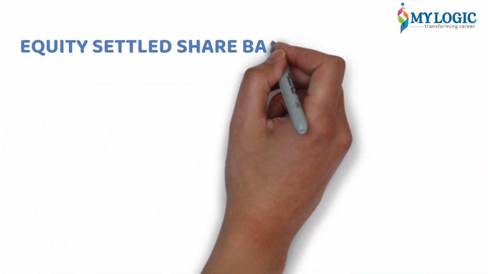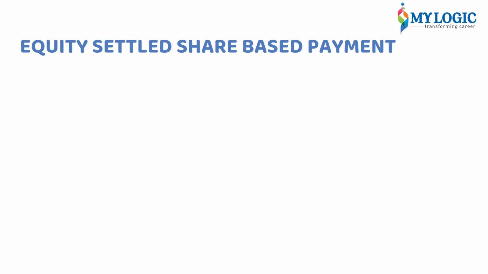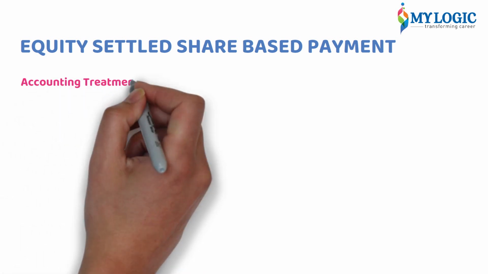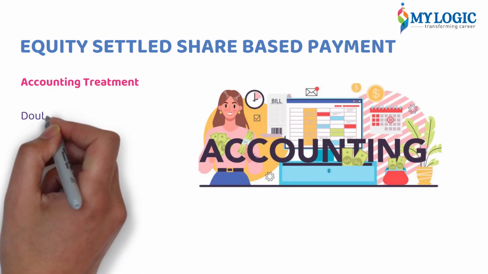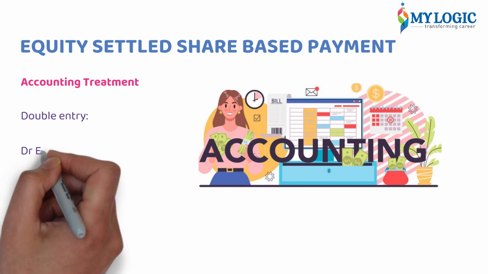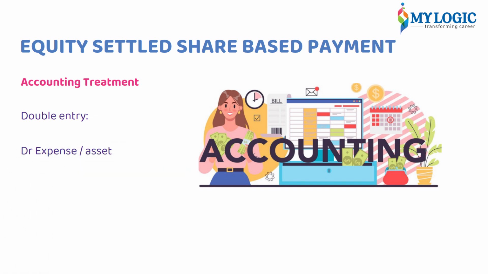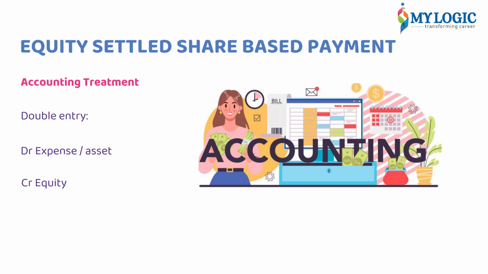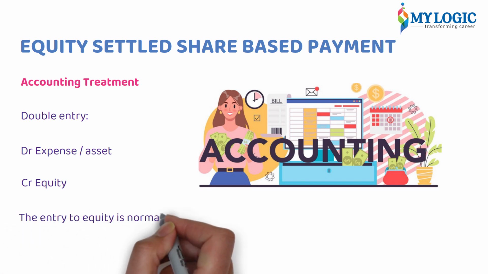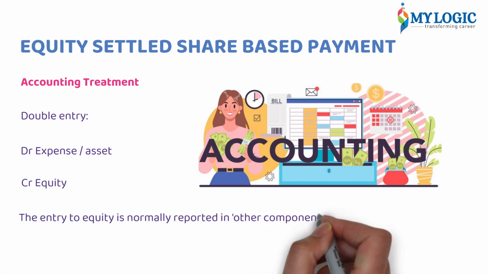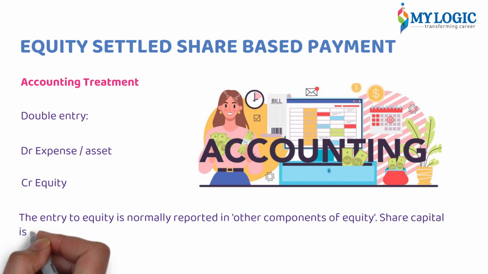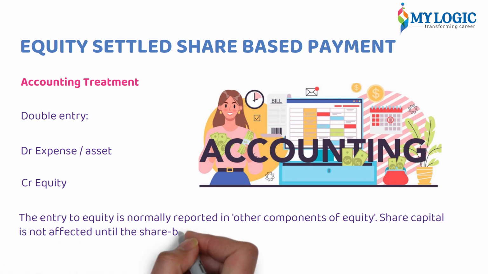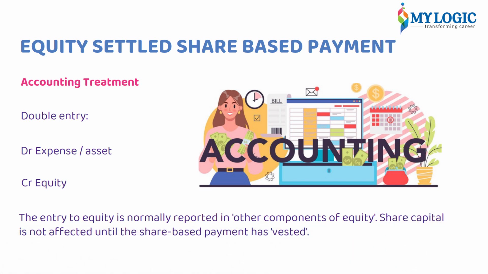Equity-settled share-based payment. Accounting treatment. Double entry. Debit, expense or asset. Credit, equity. The entry to equity is normally reported in other components of equity. Share capital is not affected until the share-based payment has vested.